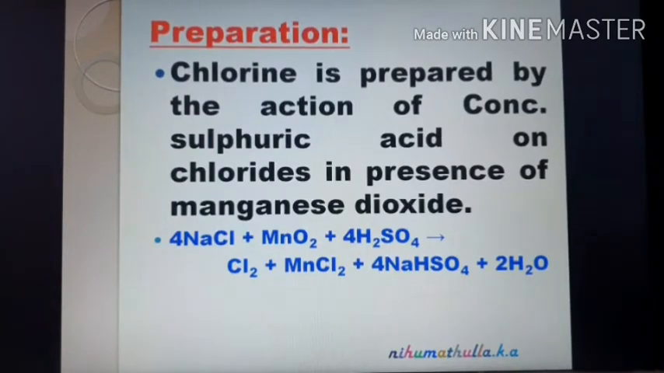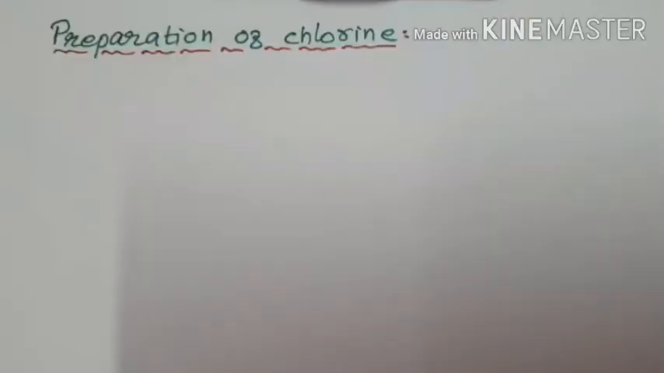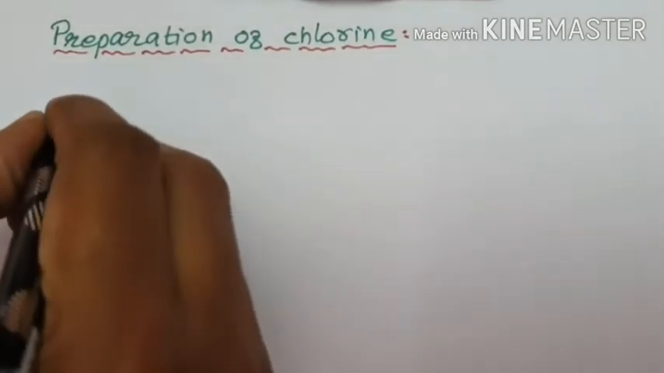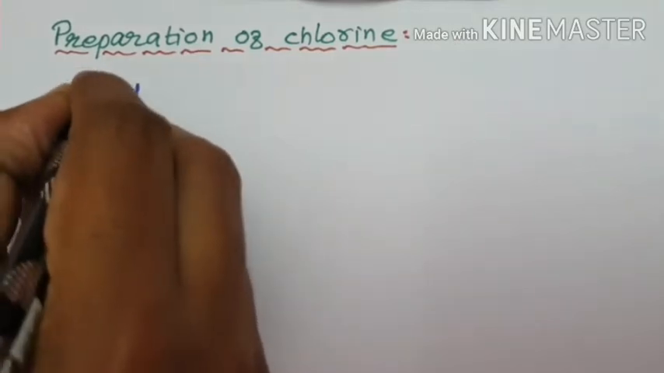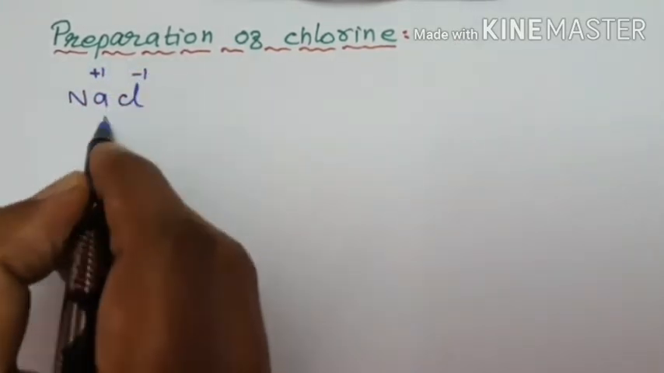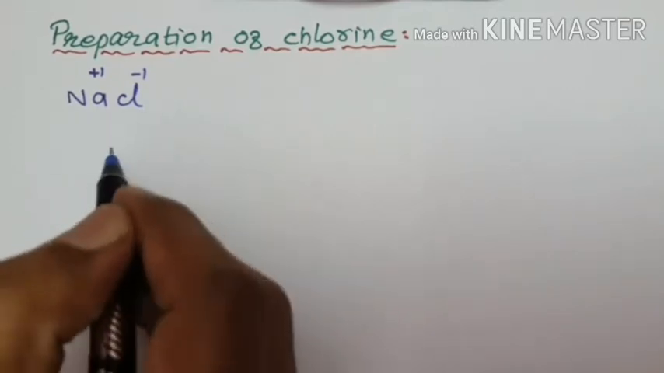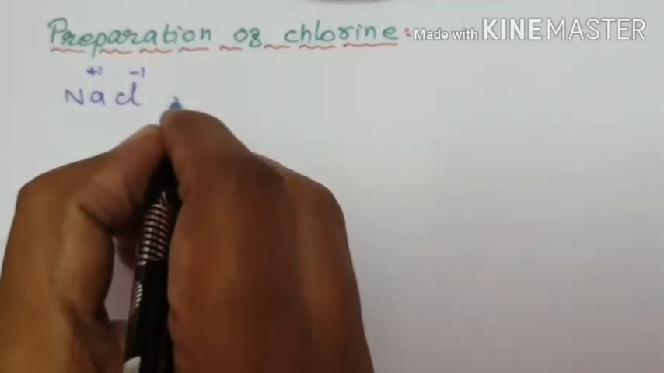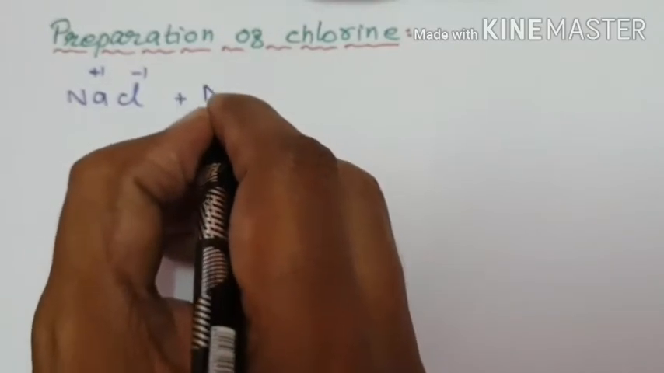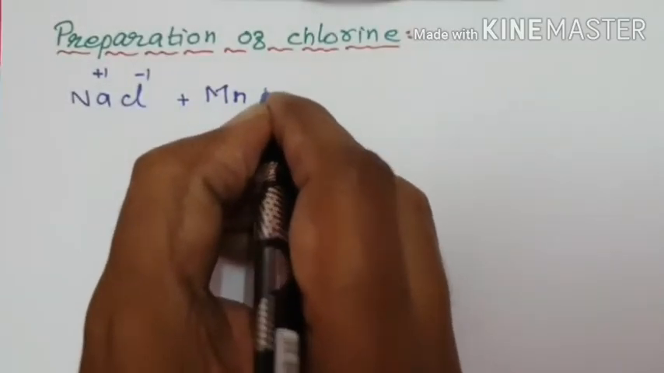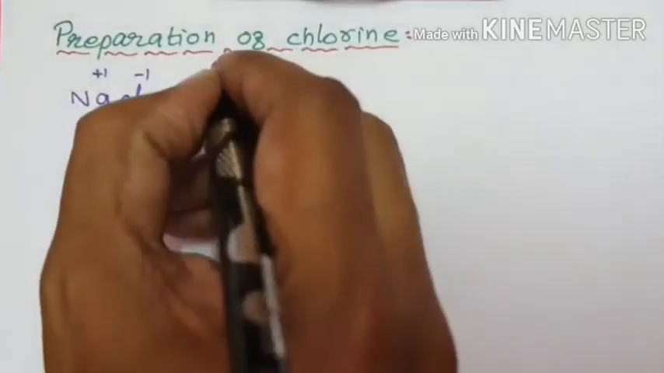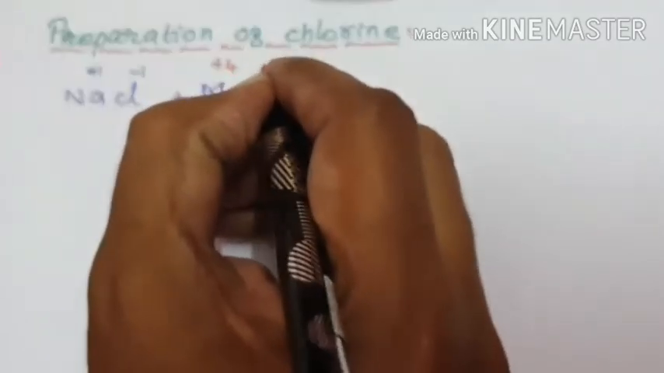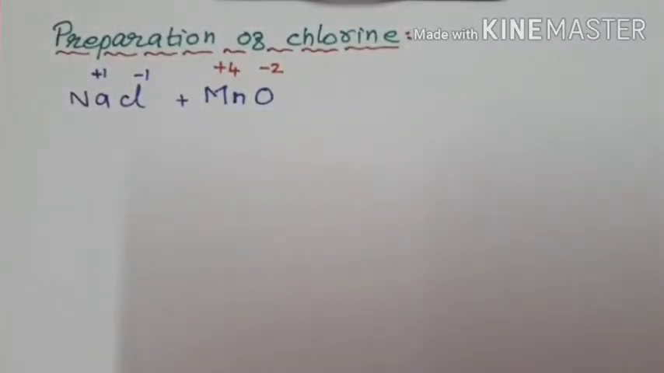And we are going to see how the reaction takes place. So, preparation of chlorine. Sodium chloride, NaCl. Sodium is monopositive, chlorine is -1, therefore their valencies are 1 and 1. When oxidized by manganese dioxide, MnO2, in this compound manganese is in +4 oxidation state, oxygen is in -2 oxidation state.